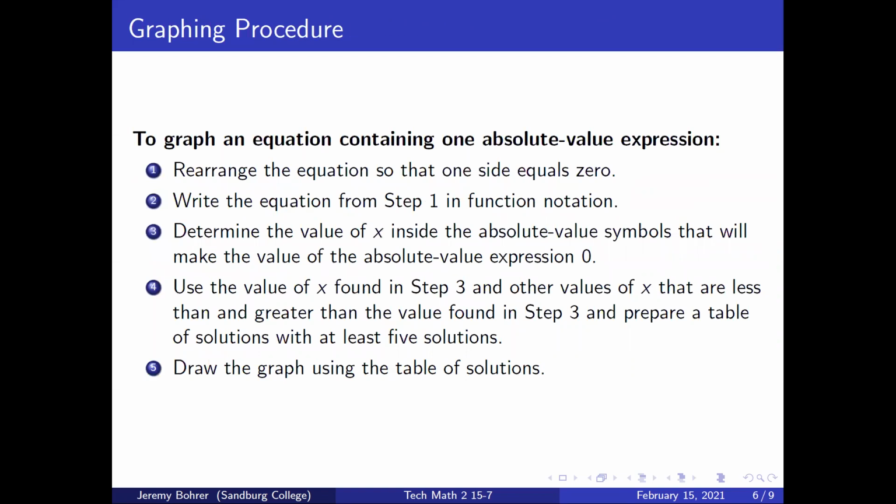To graph an equation containing one absolute value expression, first rearrange the equation so that one side equals 0. Then write the equation from step 1 in function notation. Determine the value of x inside the absolute value symbols that will make the value of the absolute value expression 0. Use the value of x found in step 3 and other values of x that are less than and greater than the value found in step 3, and prepare a table of solutions with at least 5 solutions. Then draw the graph using the table of solutions.